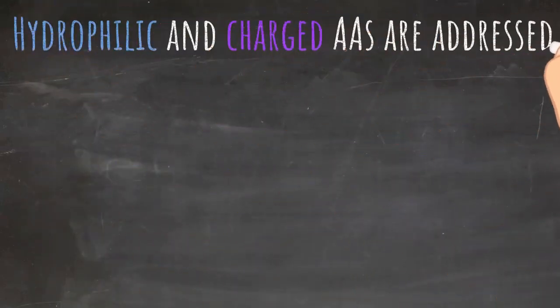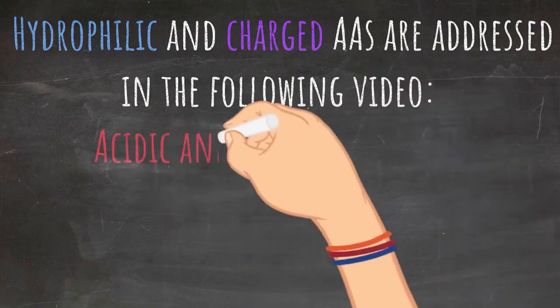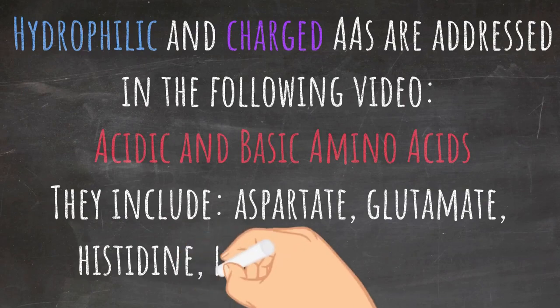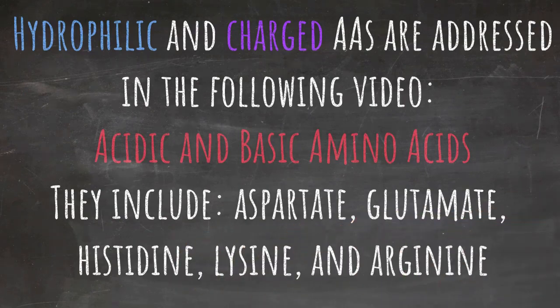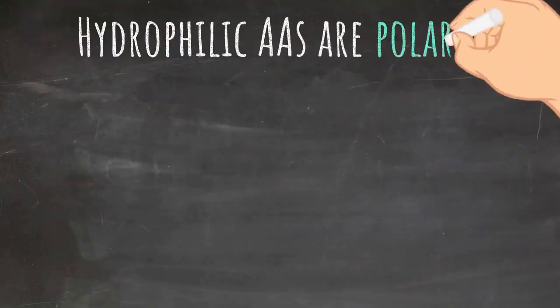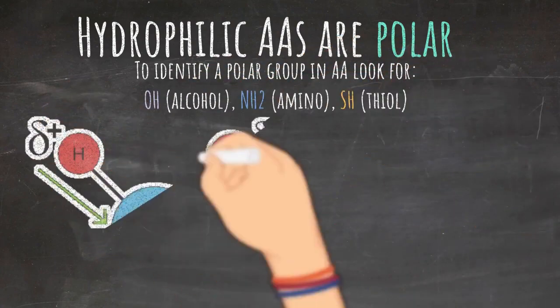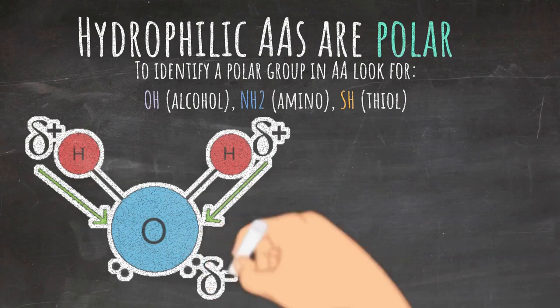So hydrophilic and charged amino acids are addressed in the following video on acidic and basic amino acids, and they include aspartate, glutamate, histidine, lysine, and arginine. Hydrophilic amino acids are polar, meaning that there are differences in the electronegativity between the bonded atoms.